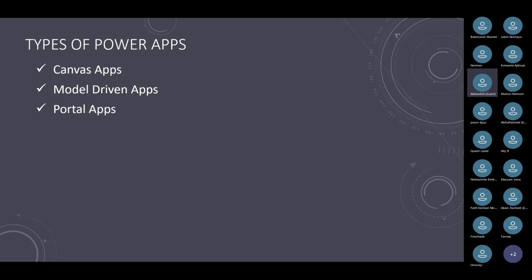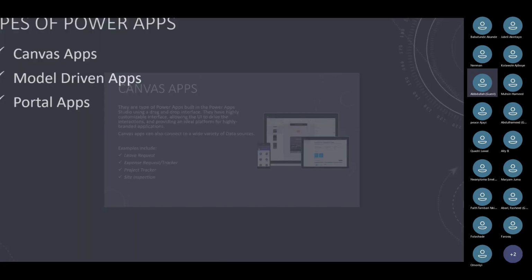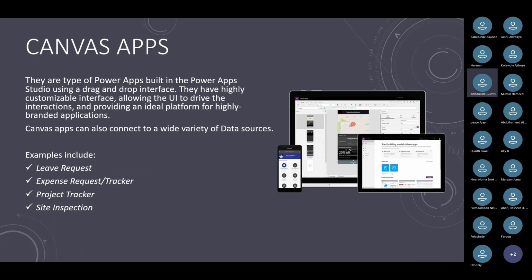So the types of Power Apps that we have: we have Canvas apps, we have model-driven apps, and we have portal apps under Power Apps. I think we already explained what Power Apps is, but once we get into the practical aspect, we'll also be able to understand more what these different apps are, right?